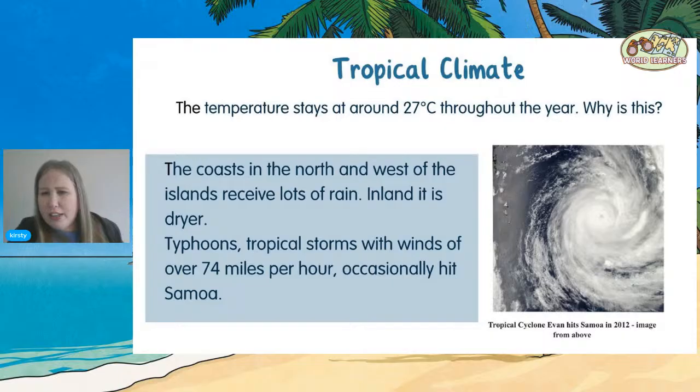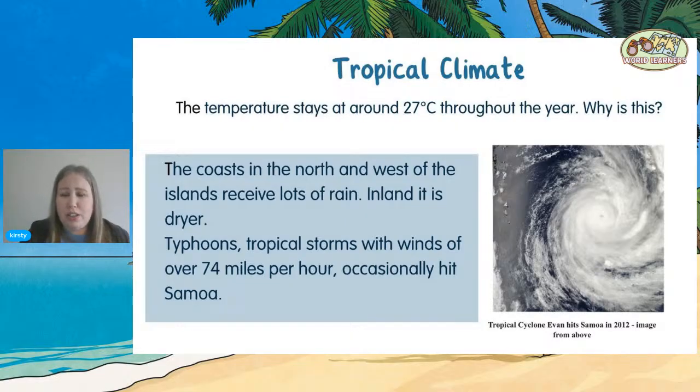Let's have a little look. Is it because it's an island? Is it because it's quite close to the equator? Is it to do with the intertropical convergence zone? I think we're on the right track with that. So the temperature stays consistent most of the year because of its location. Yes, spot on. It's near the equator.